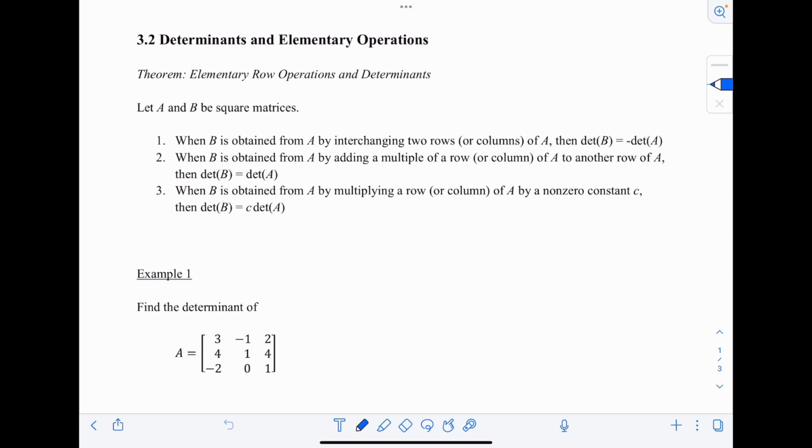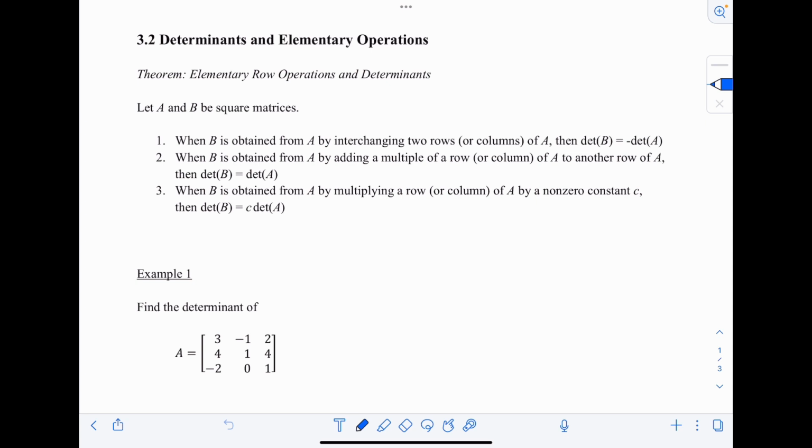So the first theorem that we have here is the elementary row operations and determinants. In other words, how do elementary row operations, like we've talked about before, impact the determinant of the matrix? And so we've got two matrices here, A and B, both square matrices. And it says that if B is obtained from A by interchanging two rows or columns of A, then the determinant of B is the opposite of the determinant of A.